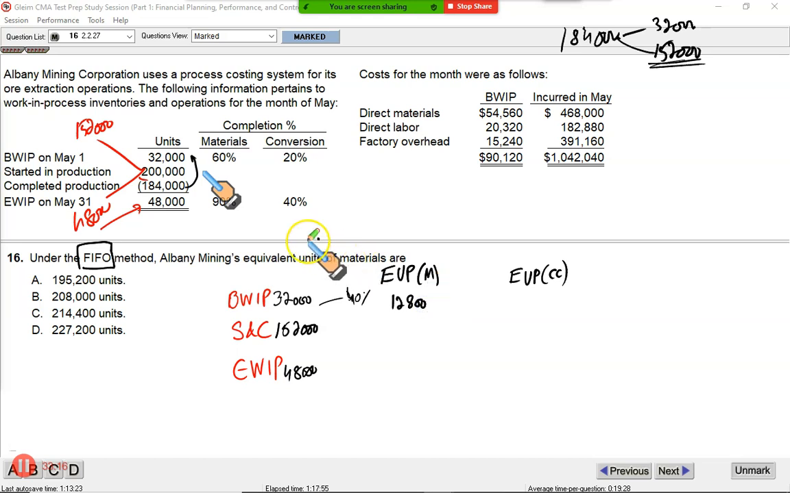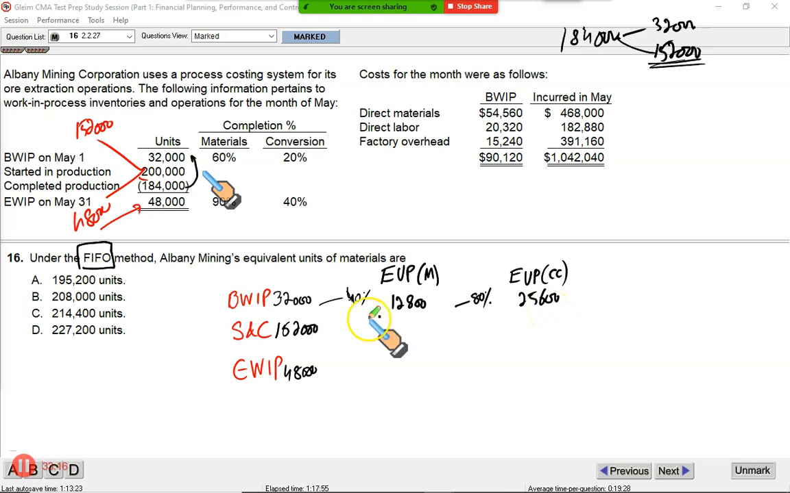Similarly, there were 20% conversion costs already added in these 32,000 units. I don't want the previous period. What is added in the current period? 80%. So I'm going to take 80% of 32,000 because this is current period incurrence. 80% of 32,000 is 25,600. So gentlemen, this is the important point. Under FIFO, you consider only the current work of material and the current work of conversion cost. Not 60, it was already done, only 40%. 20% was already done, I'll take 80%. So it's going to be 12,800 for material and 25,600 for conversion cost.